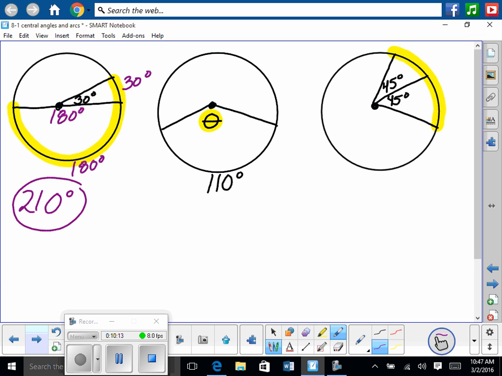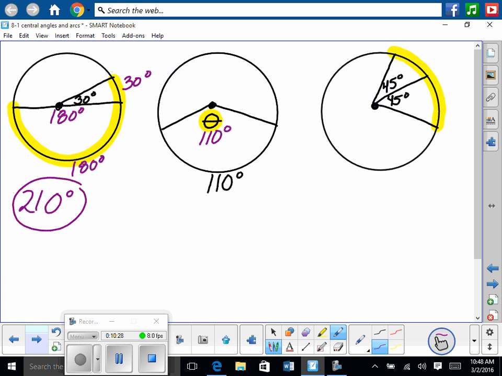Okay, let's do this one. So now we're finding the measure of the highlighted thing. So now we're finding theta. Well, first of all, we're given the arc is 110 degrees. Is theta a central angle? Yes. So isn't the angle equal to its arc? Yes. So what's theta? 110 degrees. Questions on that?